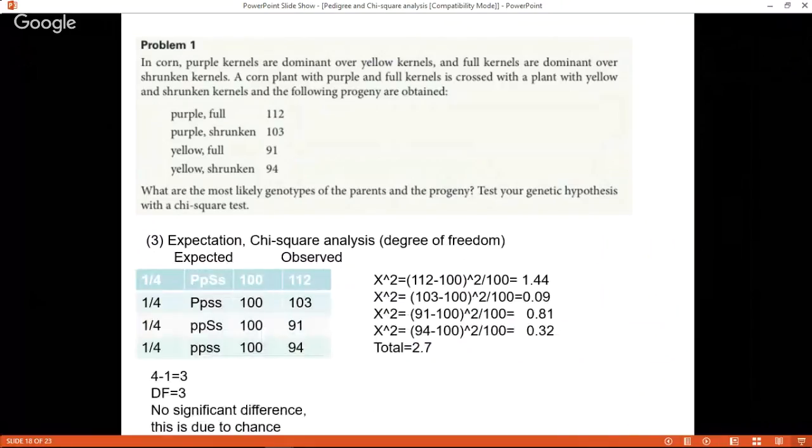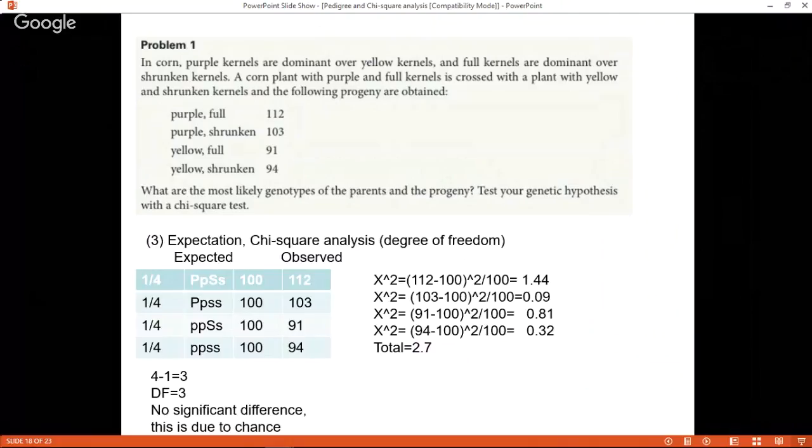I'm going to do the chi-square test. So we already know that since all 4 phenotypes were recognized, it's going to be 1/4, 1/4, 1/4, 1/4, a 1 to 1 to 1 to 1 ratio, and that means you're expecting 100, 100, 100, 100 for each. And they gave us our observed, 112, 194.